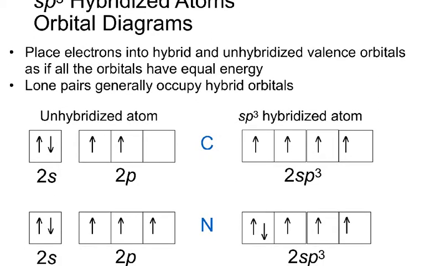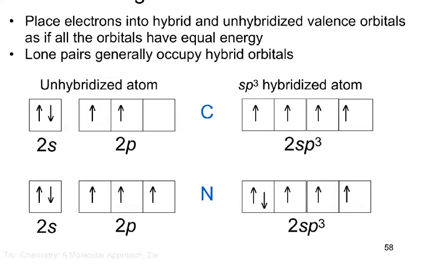If you want to draw an orbital diagram for an sp3 hybridized orbital, you make your sp3 hybrids. Lone pairs generally occupy hybrid orbitals. So on our nitrogen here, if we're bonding carbon and nitrogen together, when we write our orbital diagram for nitrogen, the lone pair goes into a hybrid, and then we have 3 sp3 orbitals available for bonding. Our carbon here, we've talked about already.